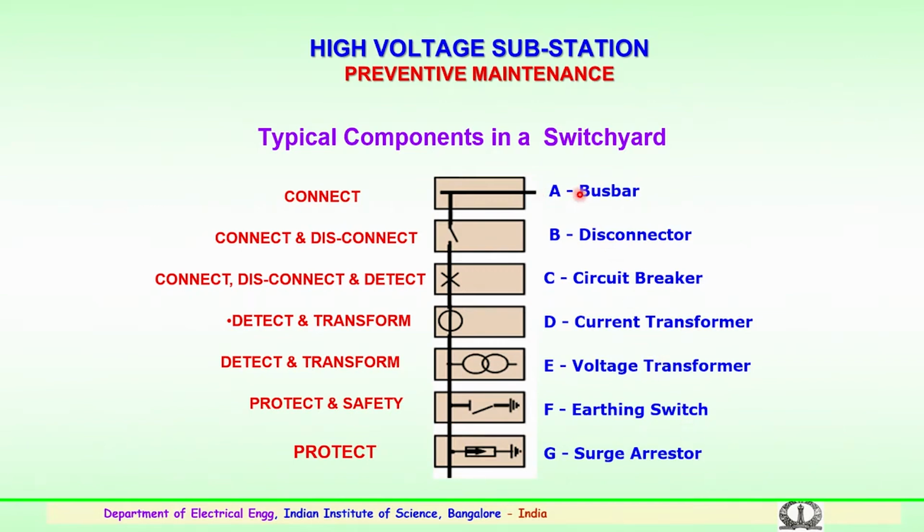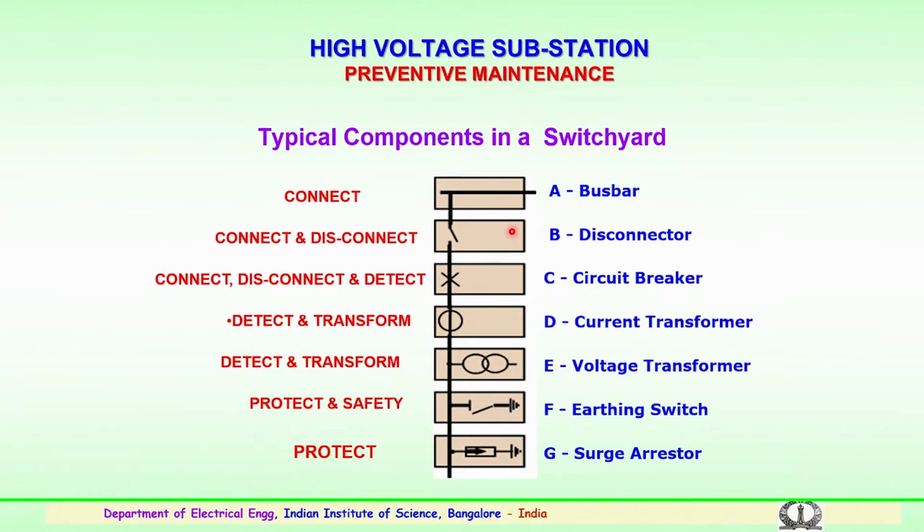The main important component is the bus bar. The main function of the bus bar is to connect and deliver, or transmit, the loads to the required centers. Then we have a disconnector switch. The main function of the disconnector switch is to connect and disconnect the circuit, for the maintenance or for any upgradation of the equipment in the substation, or any important changing over of the equipment or changing of the relays and so on.